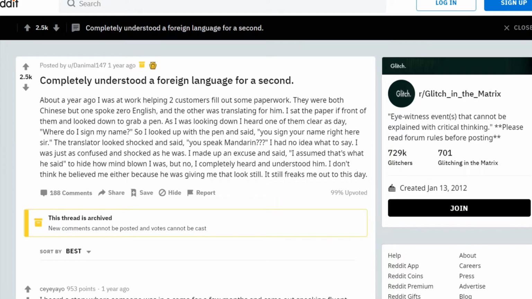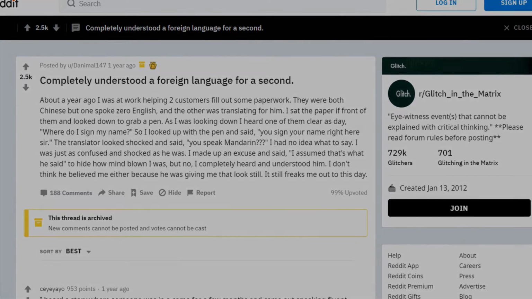I had no idea what to say. I was just as confused and shocked as he was. I made up an excuse and said, I assume that's what he said, to hide how mind blown I was. But no, I completely heard and understood him. I don't think he believed me either, because he kept giving me that look. It still freaks me out to this day.